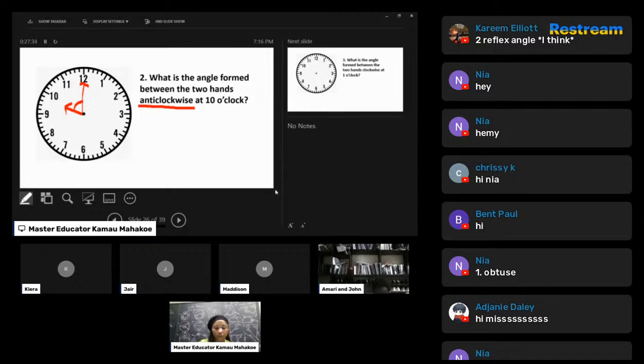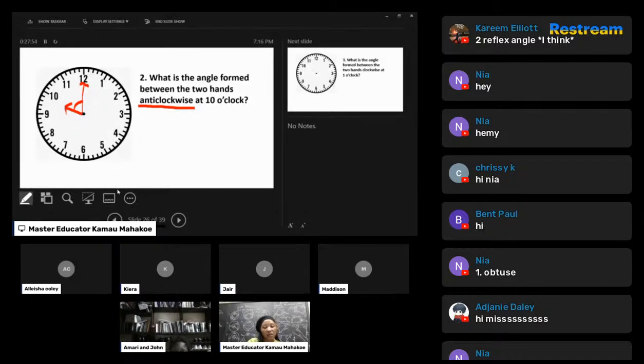Since it says anti-clockwise, you're going to have to circle back around. It says between the two hands, what is the angle formed between the two hands anti-clockwise at 10 o'clock? We don't have to go all the way around, we can just measure it anti-clockwise. So anti-clockwise there, we just need to find out the space between the 12 and the 10 and do similar to what we did for question 1.